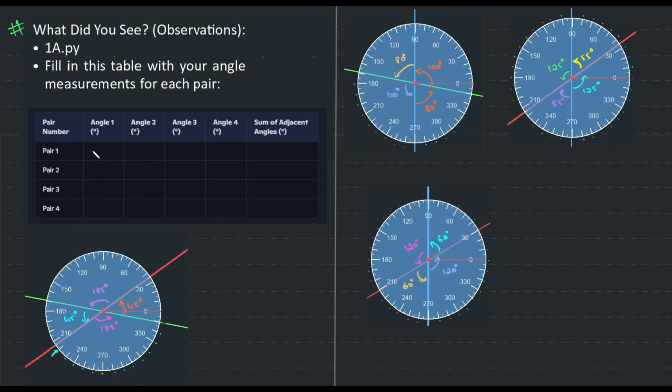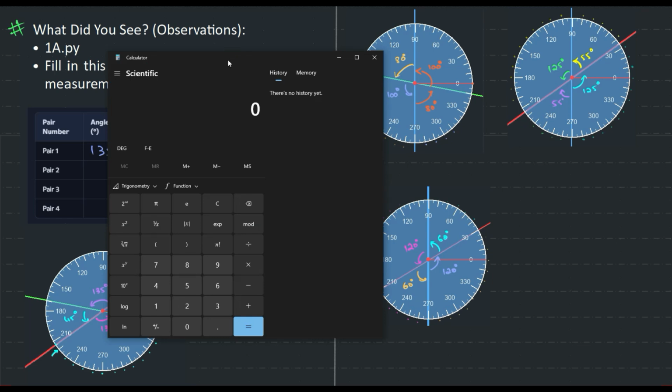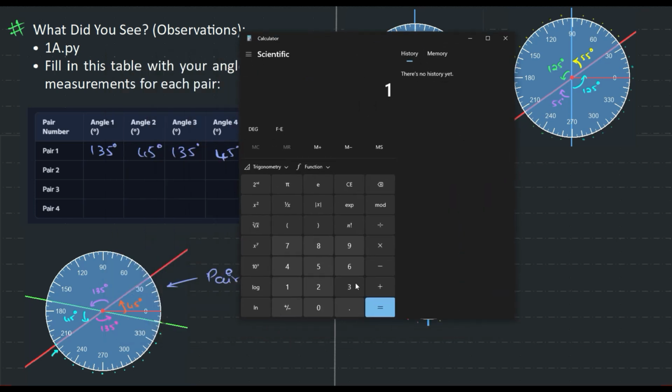Pair 1, first angle was 135. This is my pair 1. Second angle, I'll consider this as 45 degree. I think I started with 45 degree. Anyways, doesn't matter. Third is 135 and the fourth is 45. Sum of the adjacent angles. Okay, let me find the sum. The sum is pretty important, so I'm showing it on the calculator.